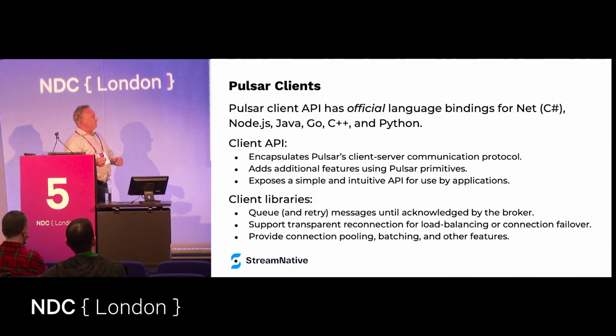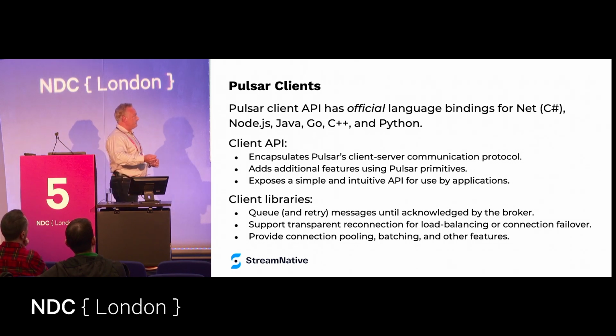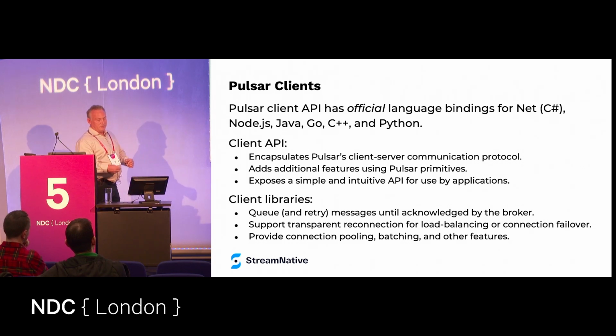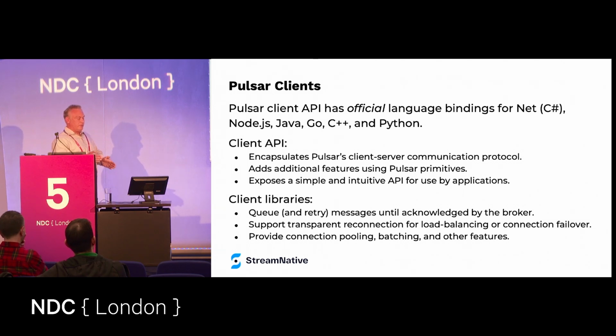But part of the Pulsar project is the Pulsar Client. We have official language bindings for .NET, C#, Node.js, Java, Go, C++, and Python. There's some unofficial ones in the language of your choice, Kotlin, Scala, you name it. You come to me, we probably have one that's unofficially supported. But the beauty is that we've also incorporated in our clients that it encapsulates all that internal communication.